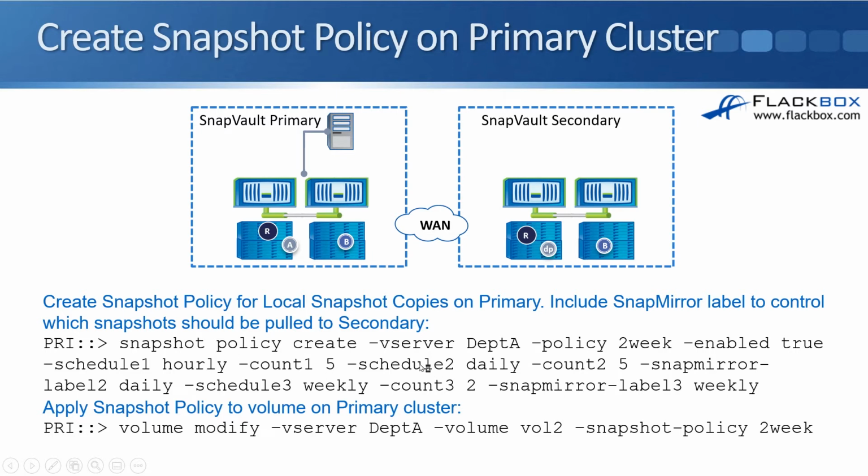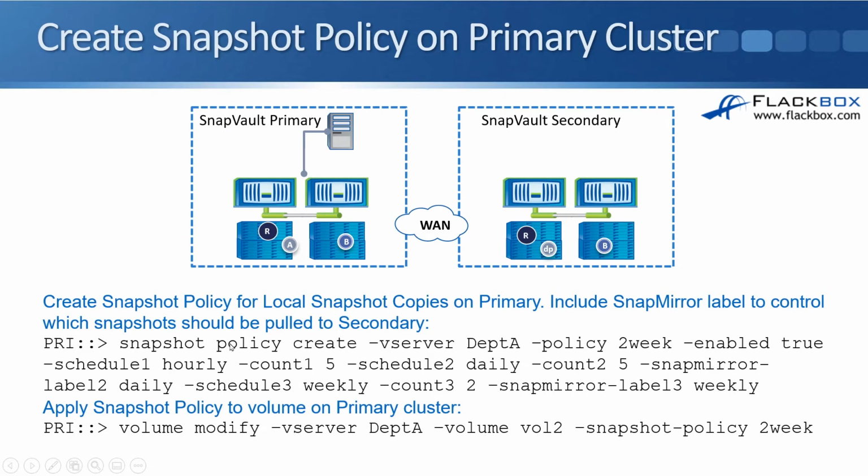Then I'm going to do schedule 2. So as well as hourly snapshots, I'm going to take daily snapshots as well. Count 2 is 5, so I'm going to keep the last 5 of those. And because I want to pull these over to my SnapVault system, I say SnapMirror label 2 daily. Again, these are tied together by the number 2. So I've got schedule 2, count 2, and SnapMirror label 2.